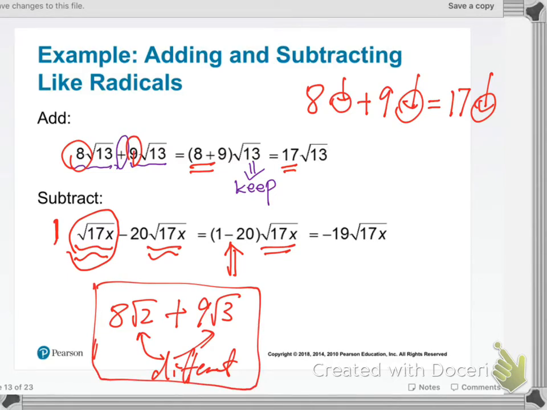It's like you have 8 apples and 9 bananas. It doesn't matter how you count it, it's still 8 apples and 9 bananas. You cannot put them together. So addition and subtraction is only for like radicals. One more example, a harder example.